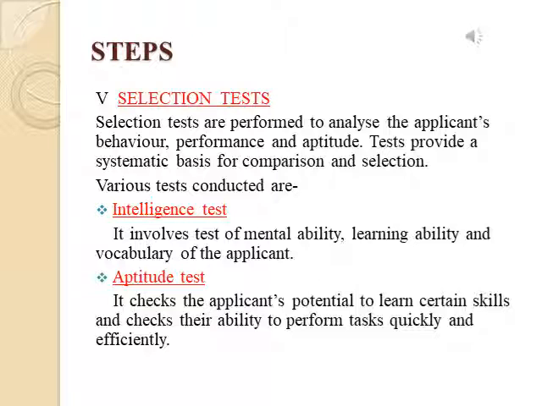Talking about the intelligence test, it tests the learning ability, mental ability, and vocabulary of the applicant. Mental ability and learning ability checks his IQ level of learning new skills and retaining those skills. Aptitude test checks the potential to learn certain skills required for the given job and checks his ability to perform the task as quickly as he can.